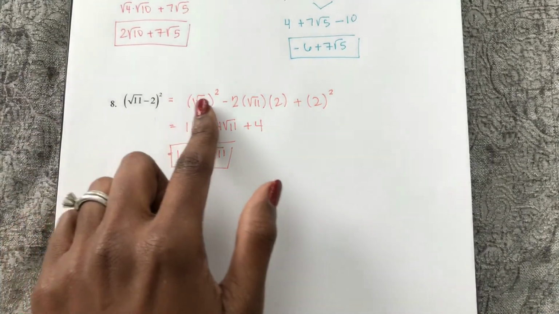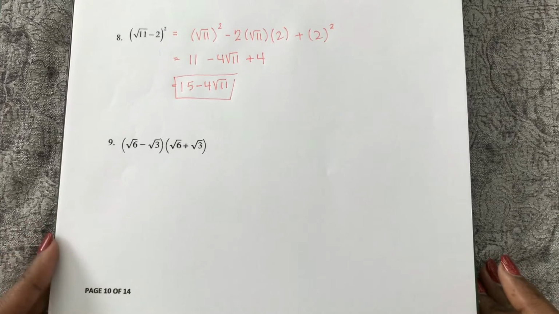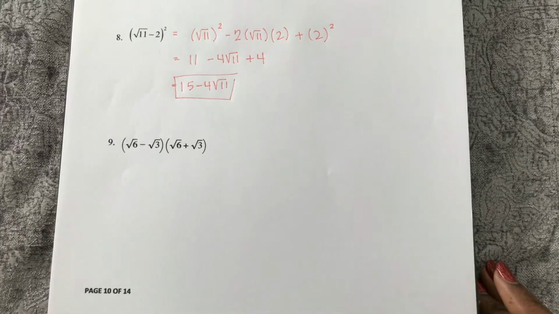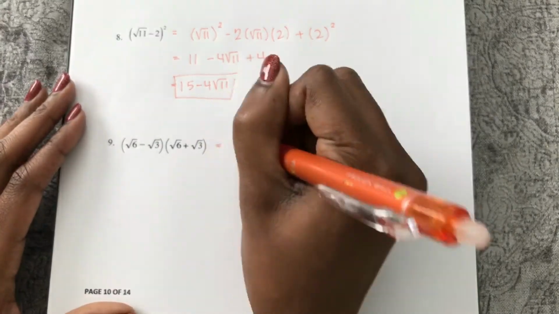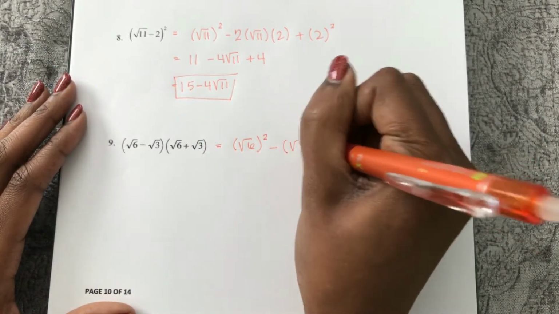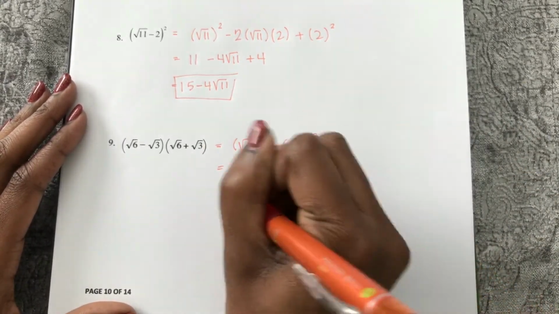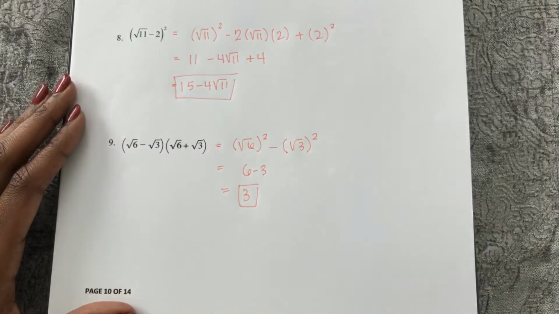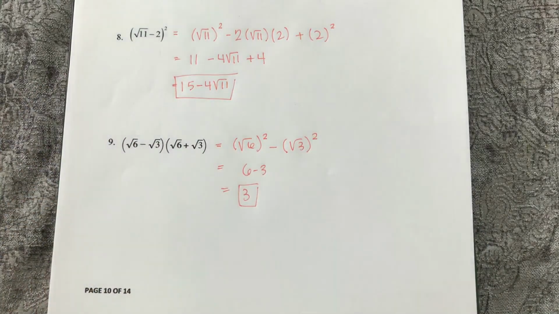So remember that shortcut pattern for squaring a binomial. And last but not least, number 9 is a difference of squares pattern. I know this is going to be square root of 6 squared minus square root of 3 squared, which is 6 minus 3, which is 3. You also could have FOILed this to get to the same answer, but you would have had to show more steps.